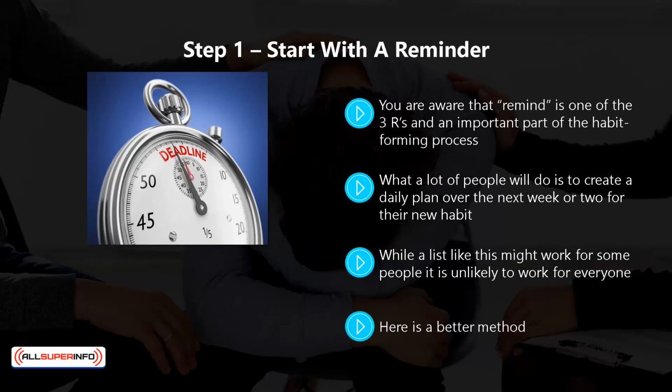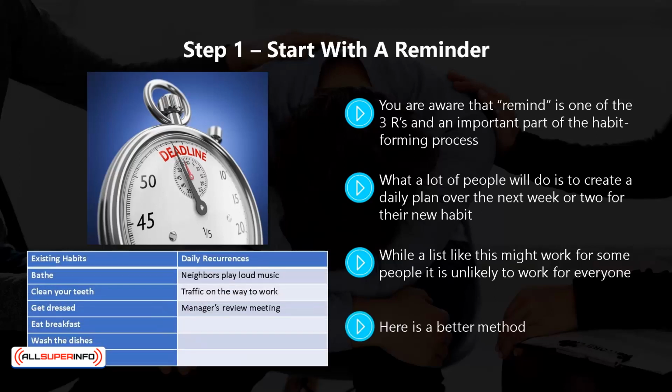Here is a better method. Take a piece of paper and divide it into 2 columns. In the top left, write the heading Existing Habits, and in the top right, Daily Occurrences. Write in the left-hand column all the things that you always do each day. In the right-hand column, write the things that happen in your life each day that you don't have control of. Existing habits: bathe, clean your teeth, get dressed, eat breakfast, wash the dishes, make dinner. Daily occurrences: neighbors play loud music, traffic on the way to work, manager's review meeting.